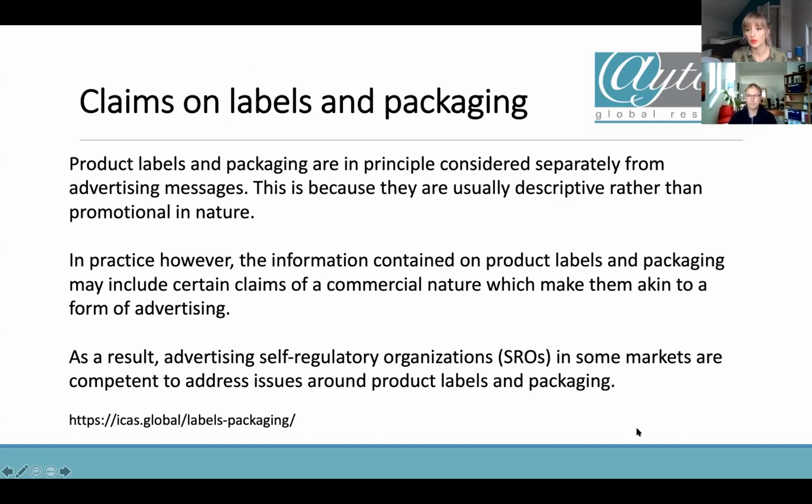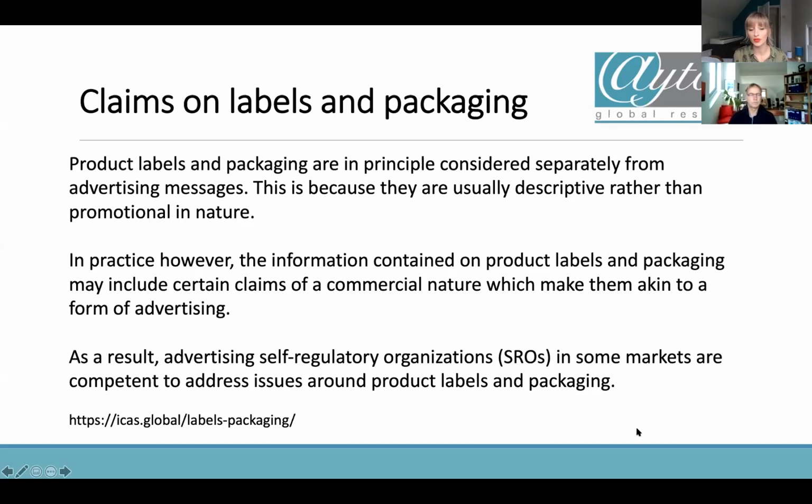We also need to talk about labels and packaging. I touched on this earlier. People often think that consumer research can't be used to substantiate claims on labels and packaging, which isn't true. It absolutely can be. But as with any claim, you need to make sure it's very clear that it's a self-assessed claim, and it can't be worded in a way that's very scientific. It makes it seem like it's a clinical claim.